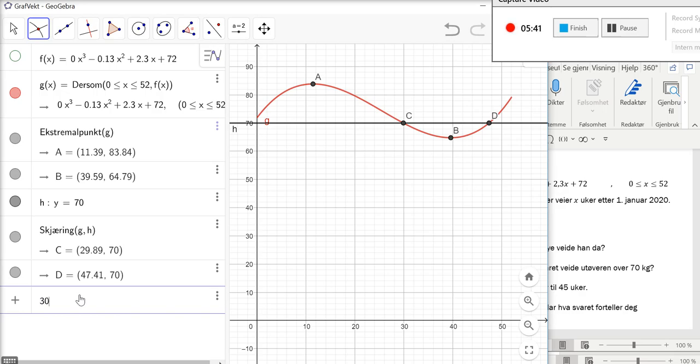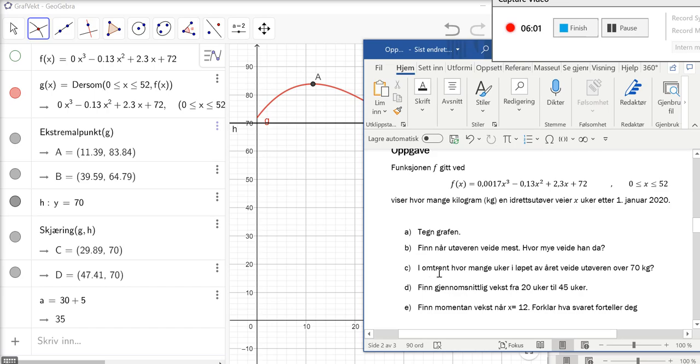So it's 30 weeks approximately, plus this is about 5 weeks from 47 to 52, so it's 35, right? We can just give an approximate answer here. So first 30 weeks and then 5 weeks. So 35 weeks is the answer on exercise C.